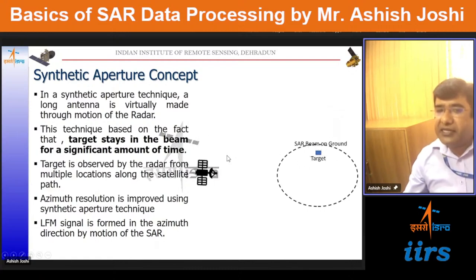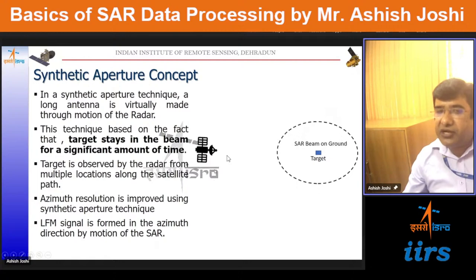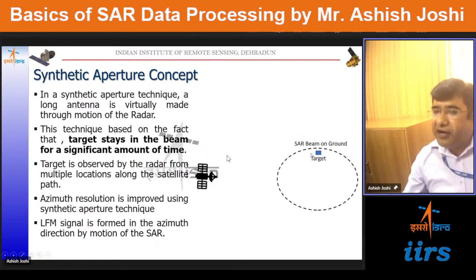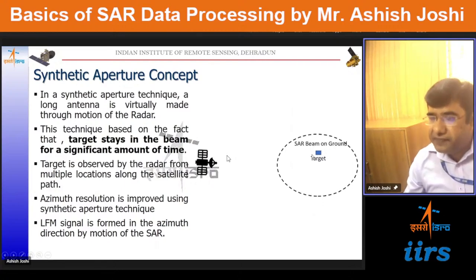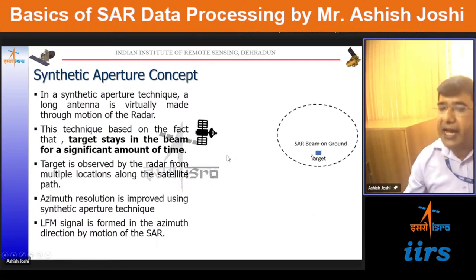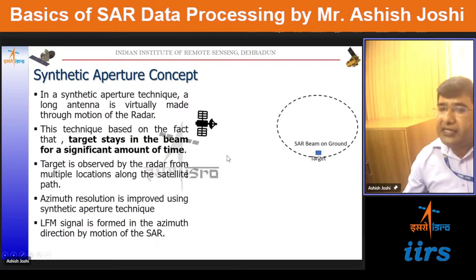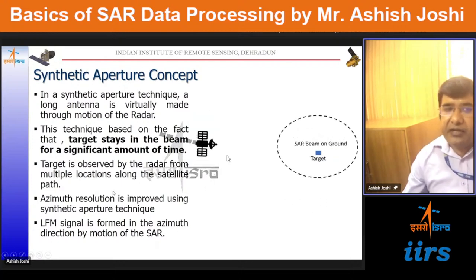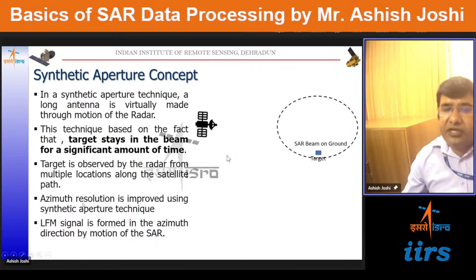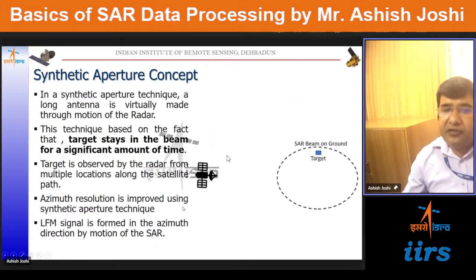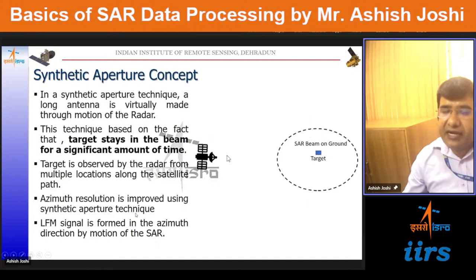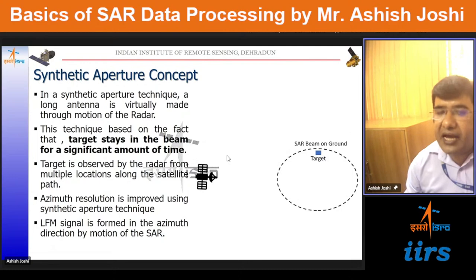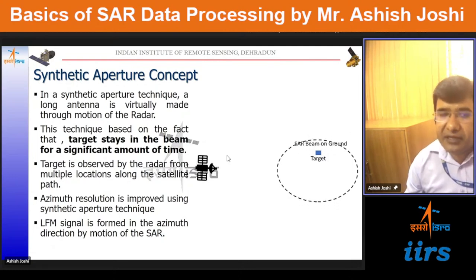Okay, so the real aperture is this one, but with the motion of the SAR, the target is in the SAR beam for a particular time. That is creating a synthetic aperture for this target. So the azimuth resolution is improved using this synthetic aperture technique, which we get with the motion of the SAR.